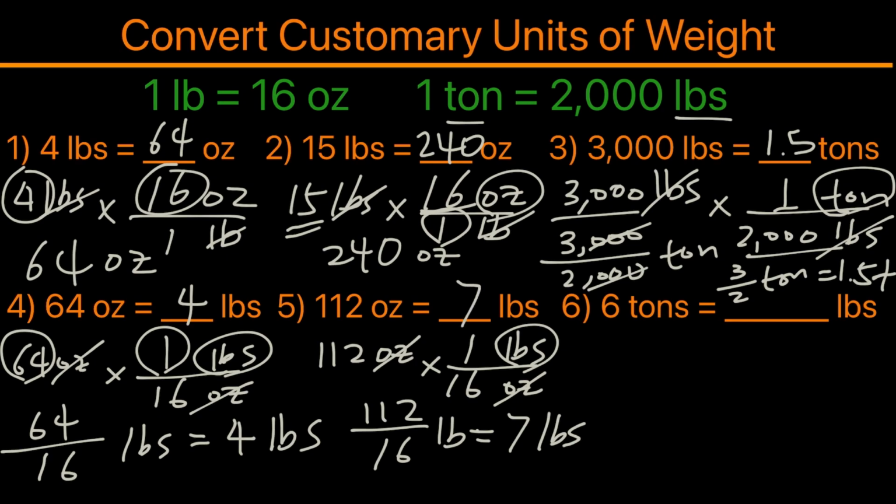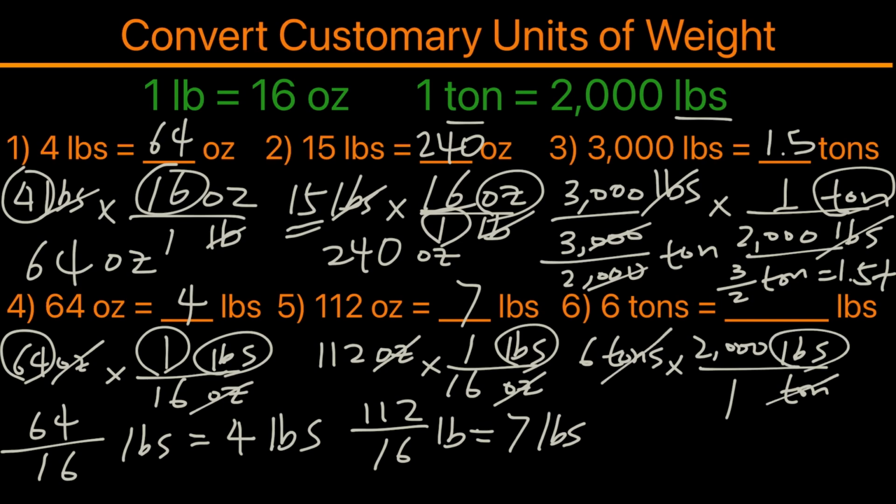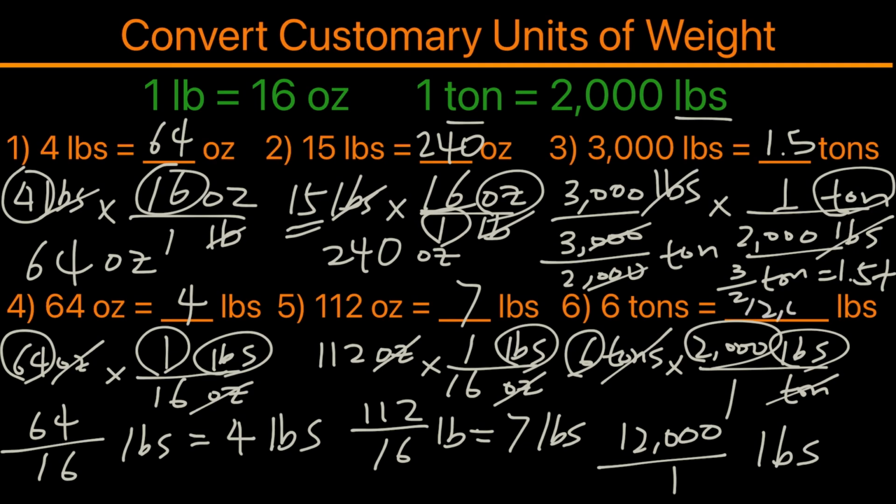And for the sixth example, we have 6 tons and we want to find out how many pounds that is. So 6 tons, we want the tons on the bottom, pounds on top. 1 ton equals 2,000 pounds. Cross out the tons. We're going to be left with pounds. Then take 6 times 2,000 equals 12,000 over 1 pounds, which equals 12,000 pounds. So the answer is 12,000 pounds.